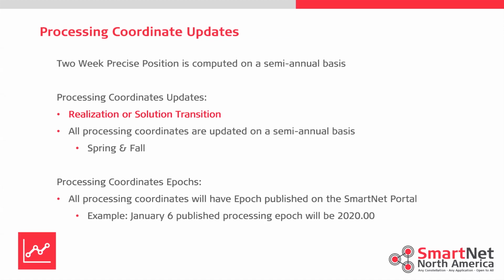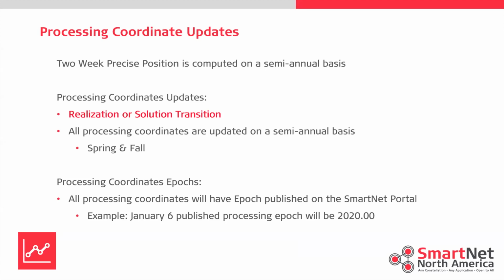Sorry. So processing coordinates. You heard me say processing or physical coordinates. These are traditionally computed on a semi-annual basis, so twice a year. And we continue to update those processing coordinates to make sure that we have the best tie to the reference frame which the satellites are operating in. So this is something that we're always doing. This happens every fall and every spring, or now when there's a realization or a solution transition. So we'll be doing this again on the 6th.